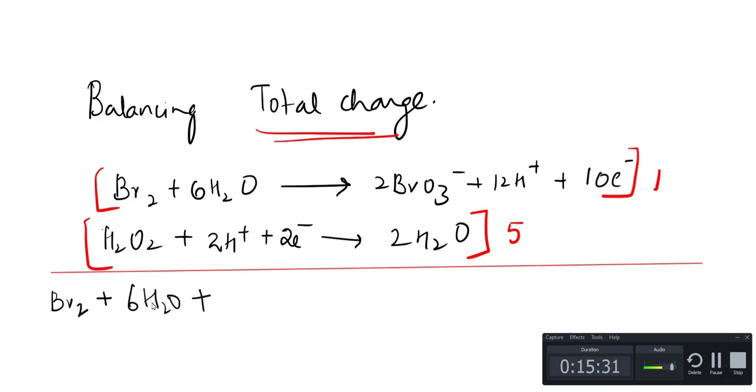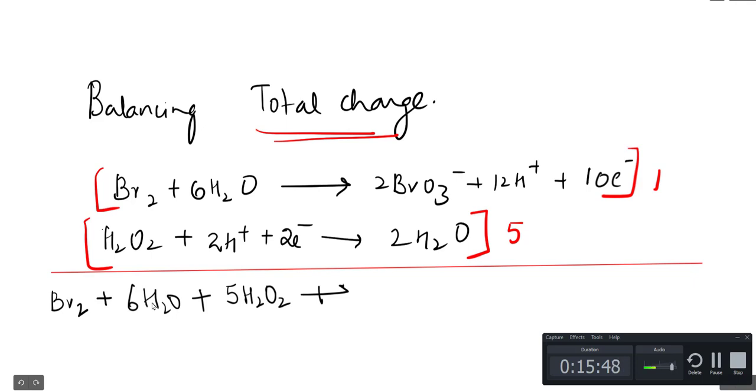Now remember, this 5 implies 2 hydrogen peroxide, 2H plus, 2 electrons, and 2 water molecules. So multiply this 5 with this hydrogen peroxide. This becomes 5H2O2. This is done. So on the LHS, did I write everything? I still need to write protons also.